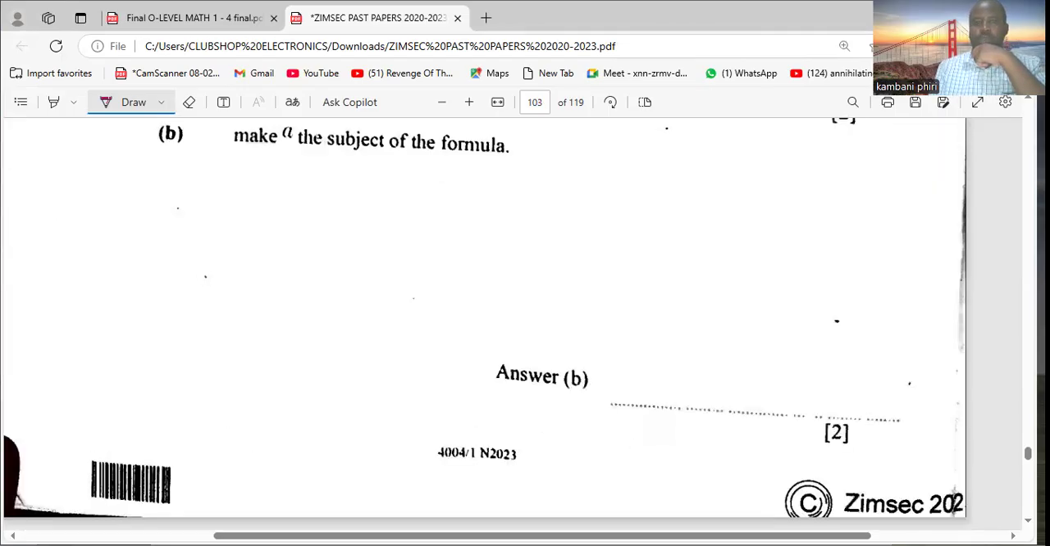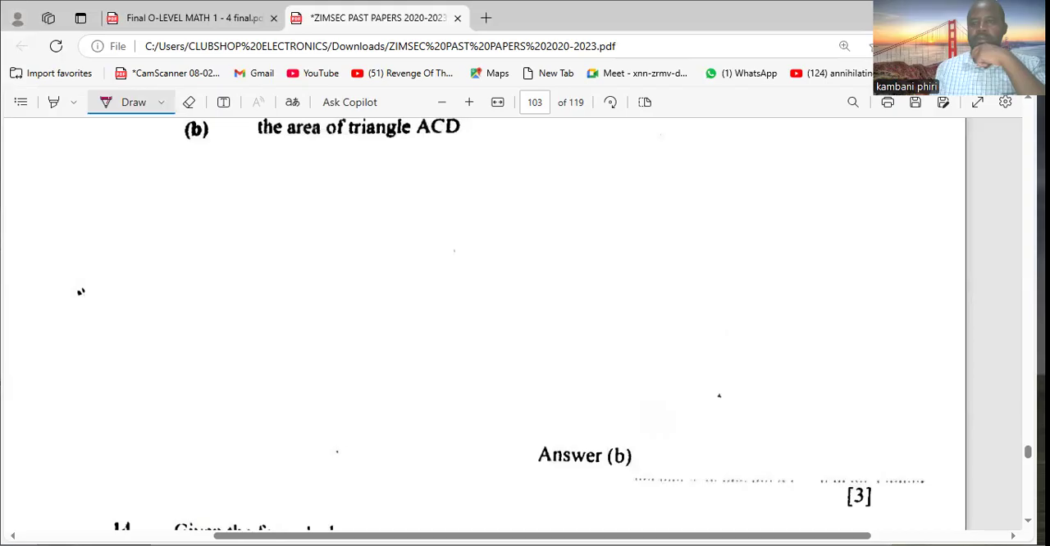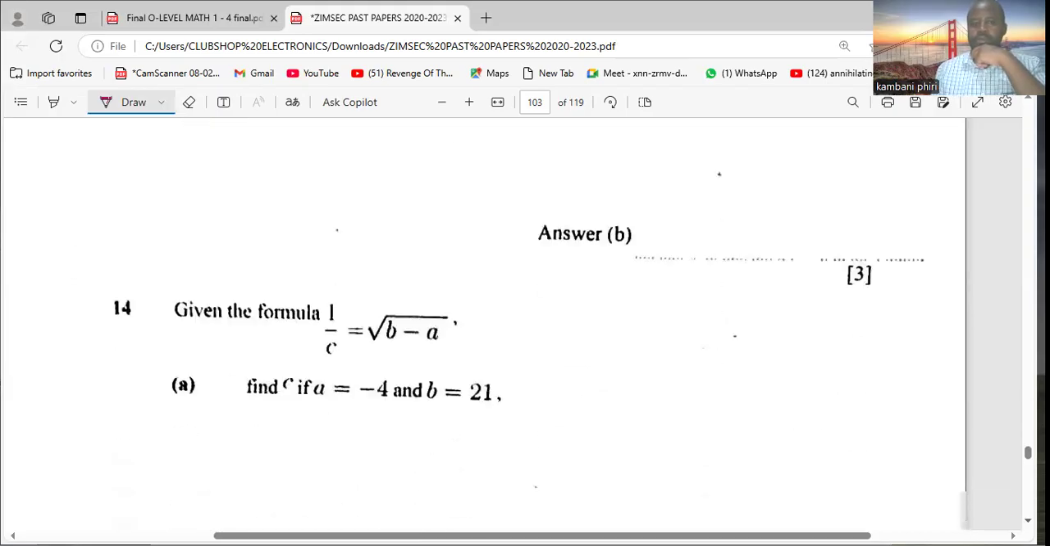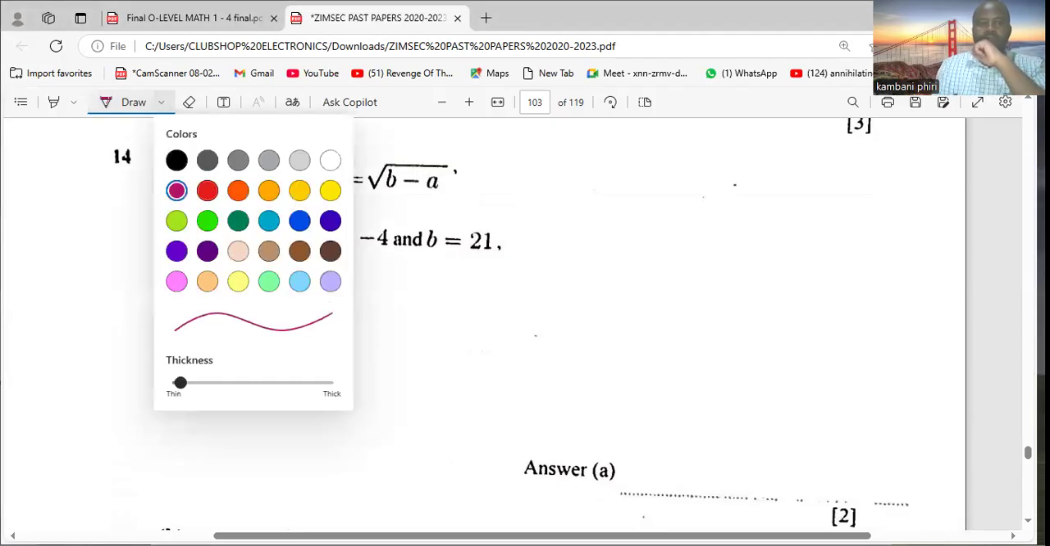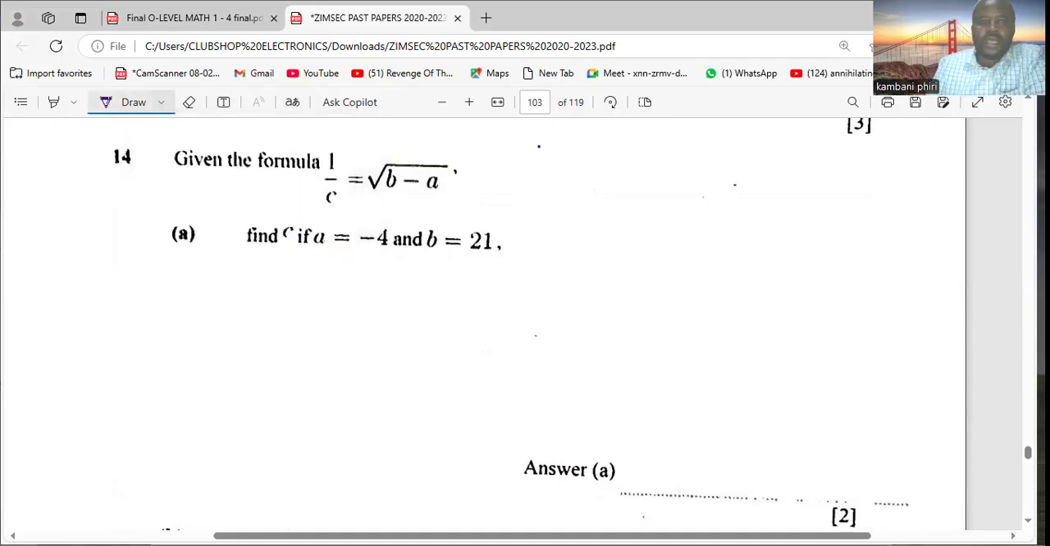Okay, from question 14. So we have the following question. Given the formula, 1 divided by C is equal to the square root of B minus A. Find the C if A is -4 and B is 21.